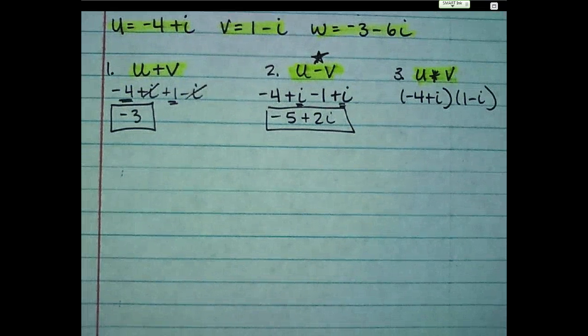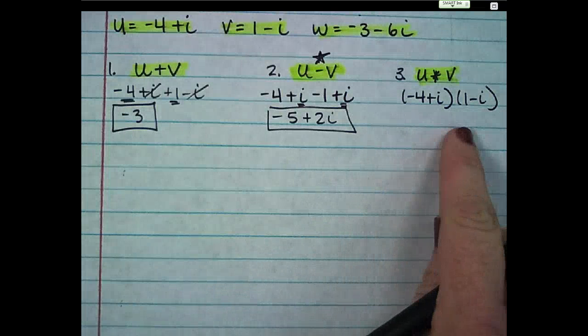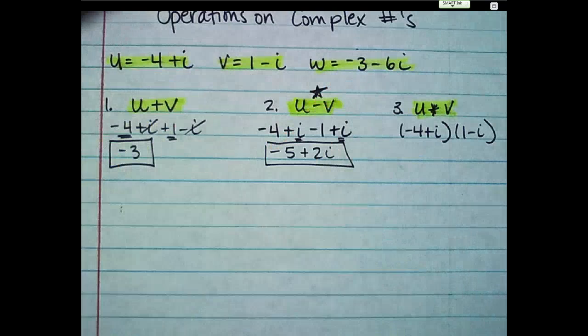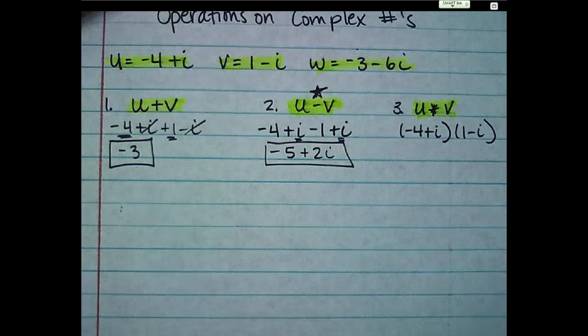Right, exactly. You're going to have to FOIL. These are binomials that you're multiplying together. So we're going to FOIL now and just distribute.